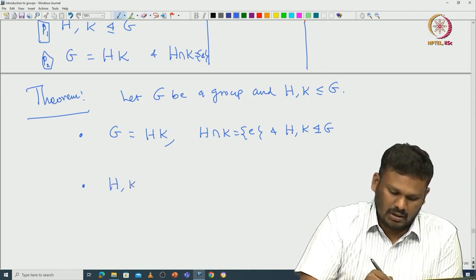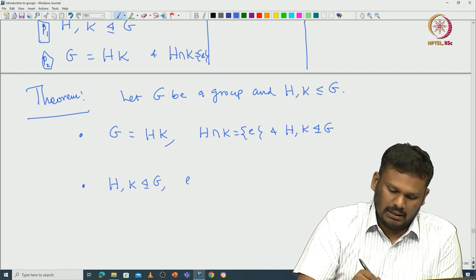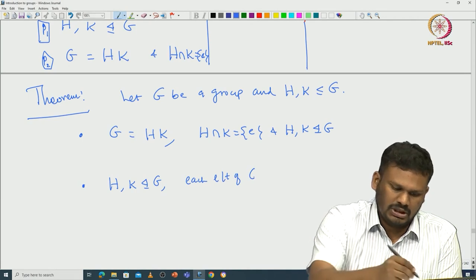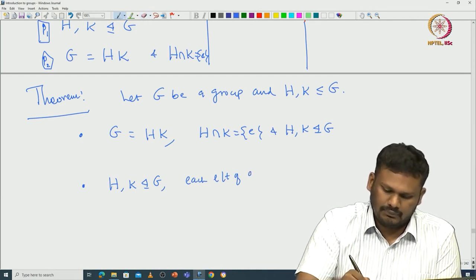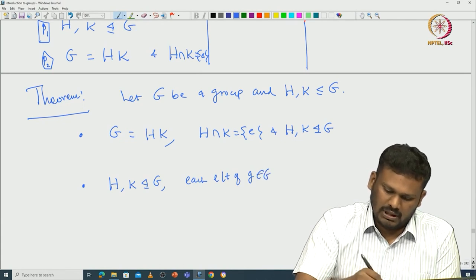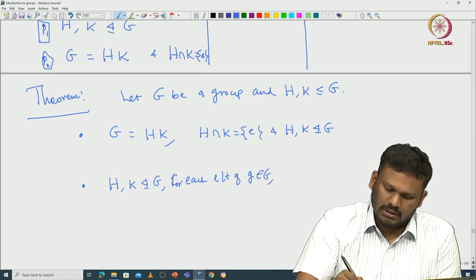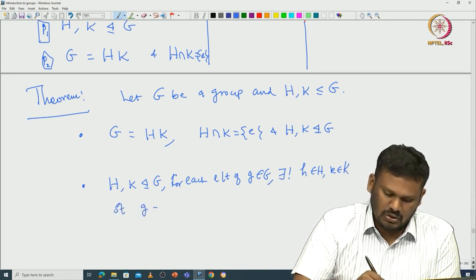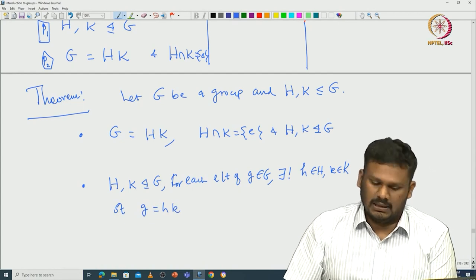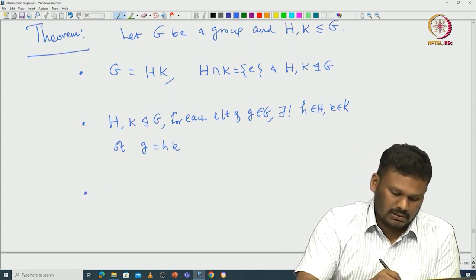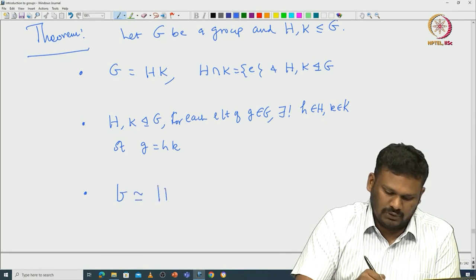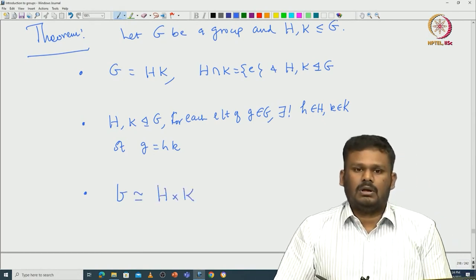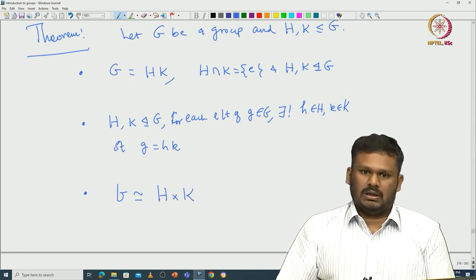H and K are normal in G and for each element g in G, there exists a unique tuple h in H and k in K such that g equals hk. So this is another thing, and the third thing is G is indeed isomorphic to H cross K. So these three properties are equivalent, okay.